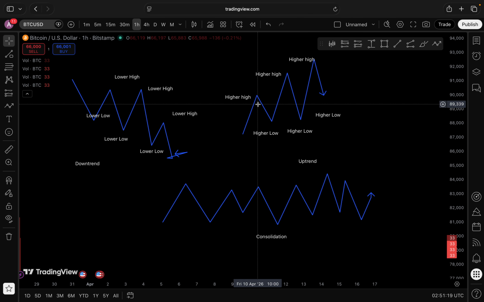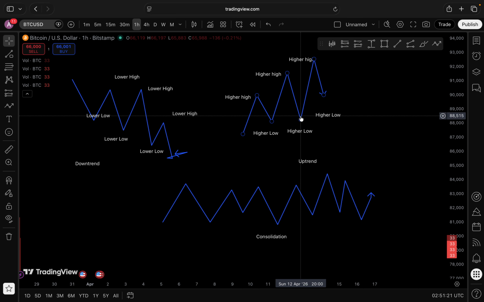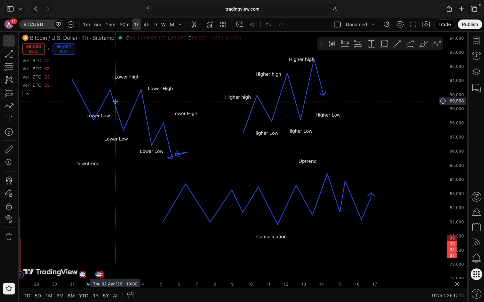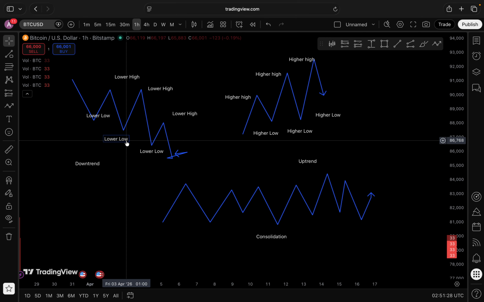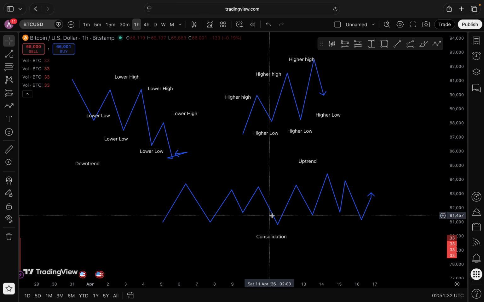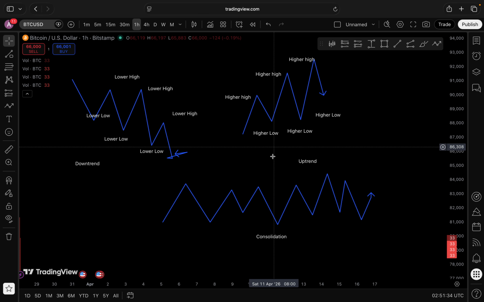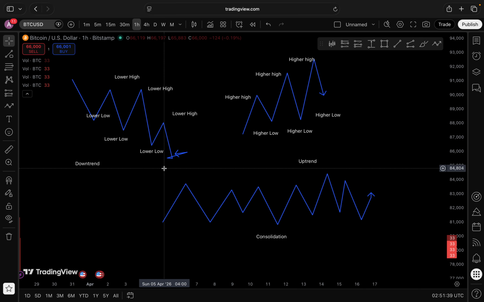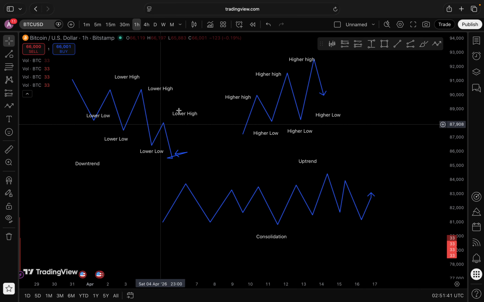Higher highs, higher lows, higher highs, and also equal lows. And then this is lower lows, lower highs, lower lows, and equal highs. It's the same thing. But this is a downtrend, this is an uptrend, and this is consolidation. When you're uptrending, you're buying. When you're downtrending, you're selling. So engrave this, and now I'm gonna show y'all examples.